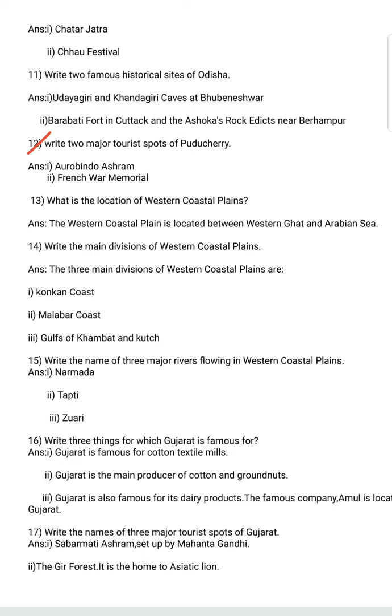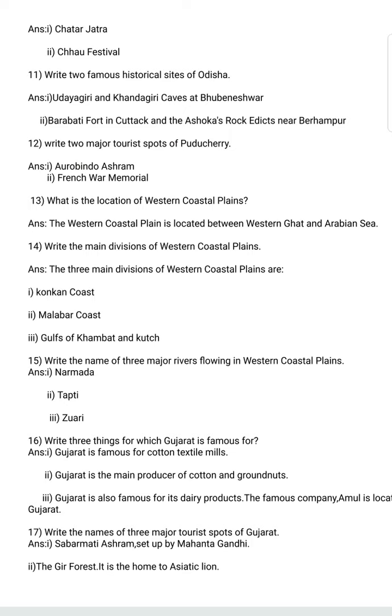Next question. Write two major tourist spots of Puducherry. The two tourist spots of Puducherry are Aurobindo Ashram and French War Memorial. Remember this, it may come in the exam. So the two major tourist spots of Puducherry are Aurobindo Ashram and French War Memorial.